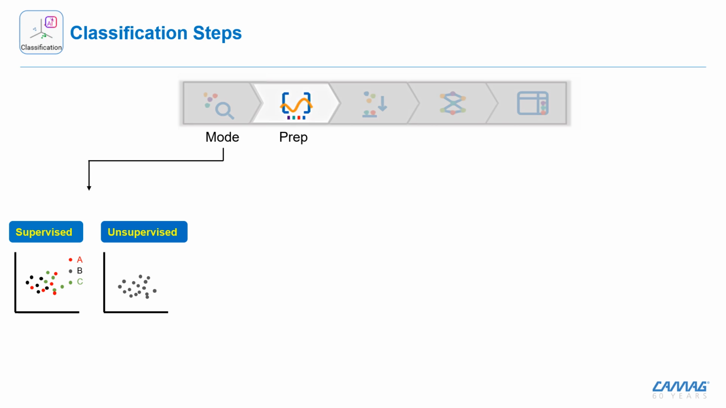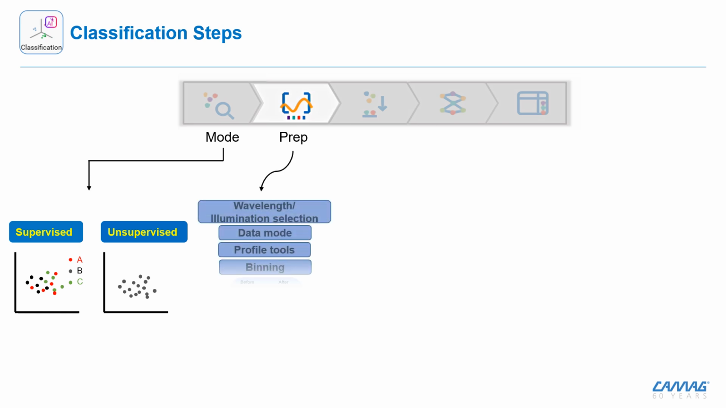The second step is the pre-processing step. It allows you to refine, structure, and select the most relevant data before model training. This involves wavelength illumination selection, data mode, profile tools, and binning.